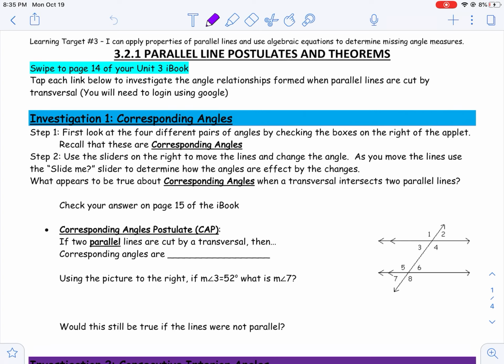Okay, so if you paused and came back, you should have done the investigation 1, okay? And answer those questions at the bottom. Not a big deal if you just breezed through them. I understand we got a lot of work to do today, but those are good questions, so I'd check them out, okay? So, we have to state what the corresponding angles postulate is, okay?